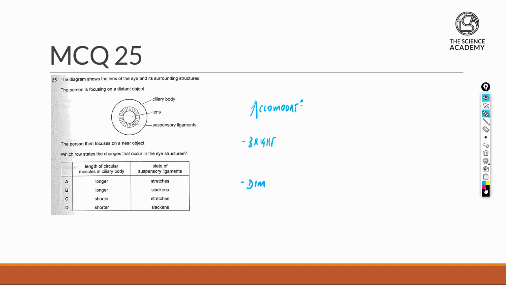Now, the components that are involved in accommodation will involve the circular muscle, radial muscles, which both of them are part of this combined structure known as the iris, and they ultimately play a part in trying to modify the diameter of the pupil.